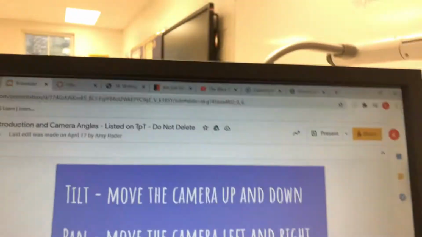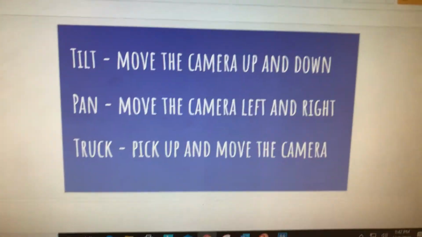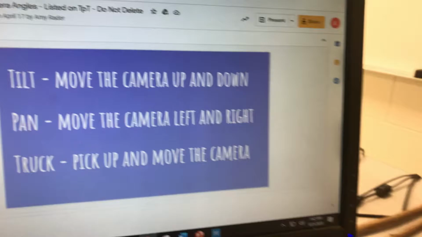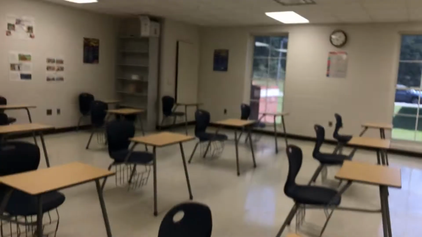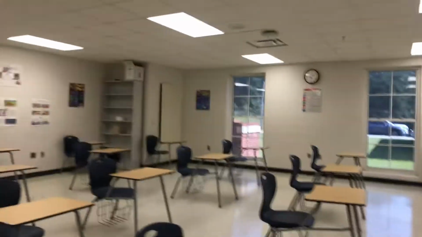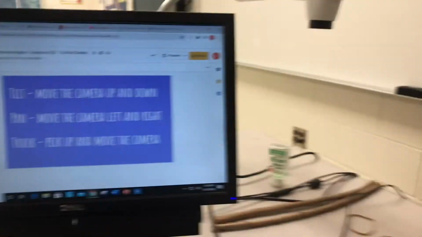A tilt is when you move the camera up and down, kind of like this. This is tilting. Panning is when you move the camera left and right. And then finally, trucking is when you pick up and move the camera all around the area. You bring it out, you bring it in, you move it like so. This is trucking. But moving it up and down is tilting, and left and right is panning. And then trucking is all over the place.